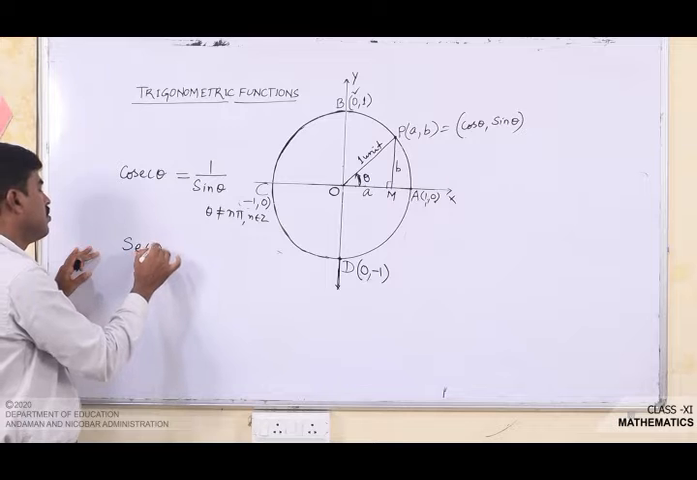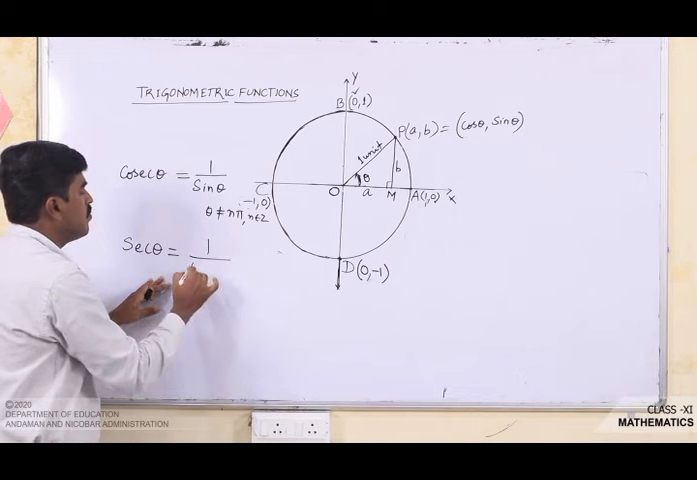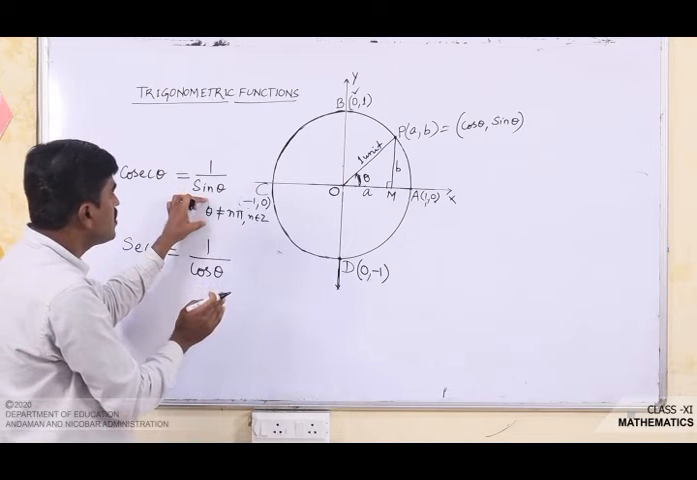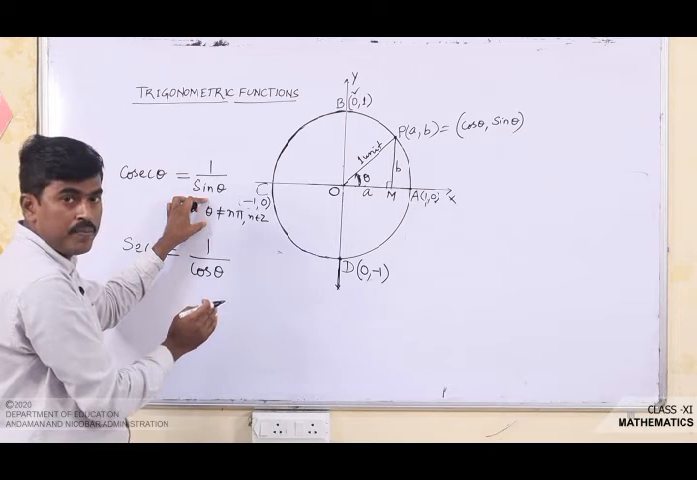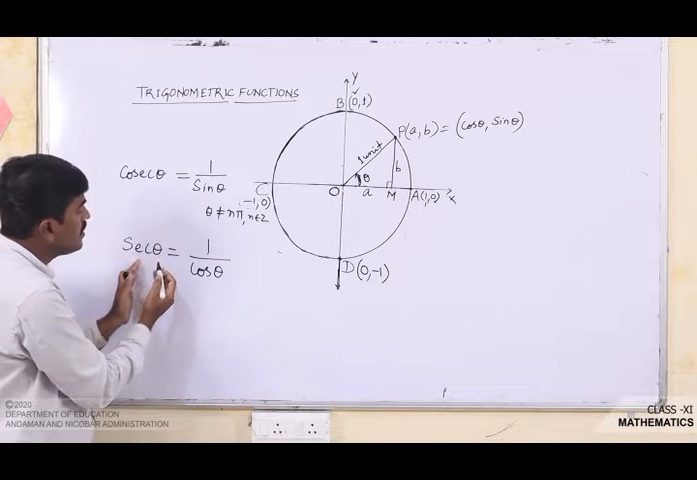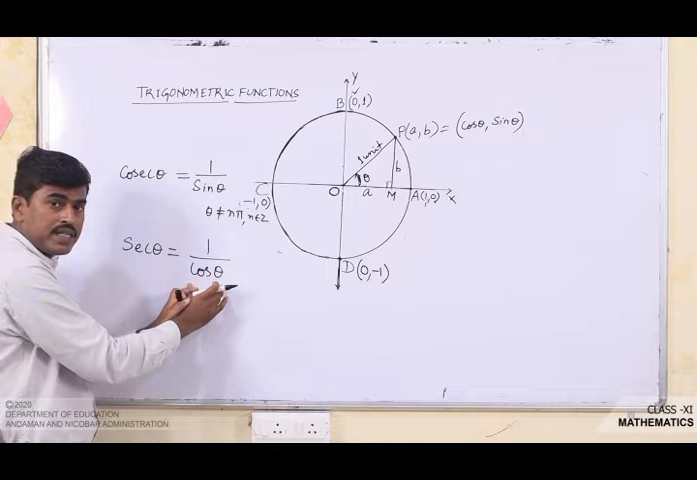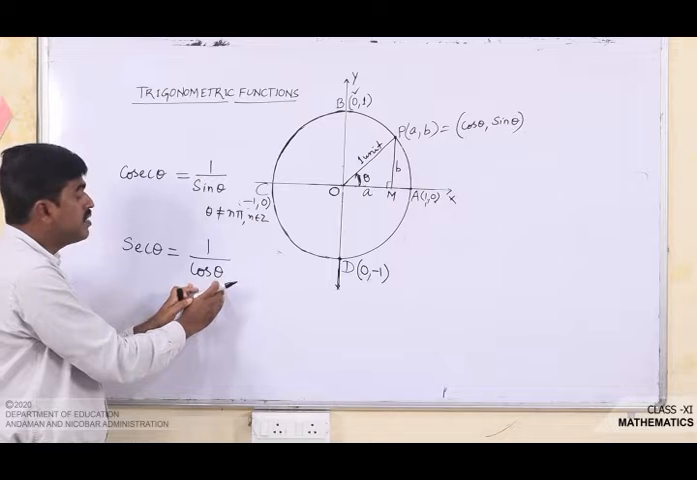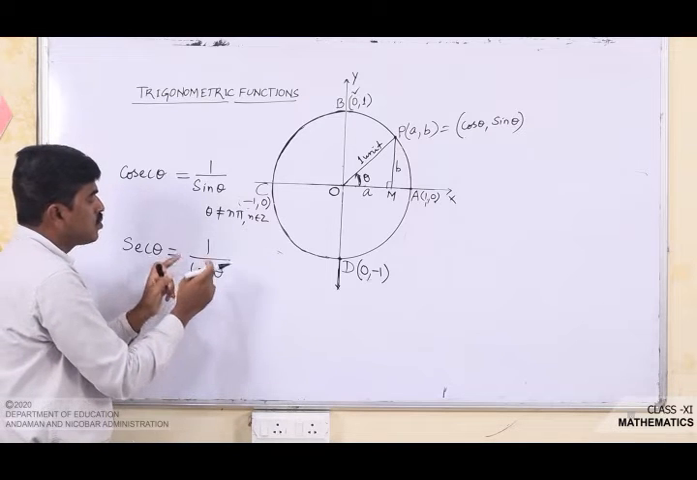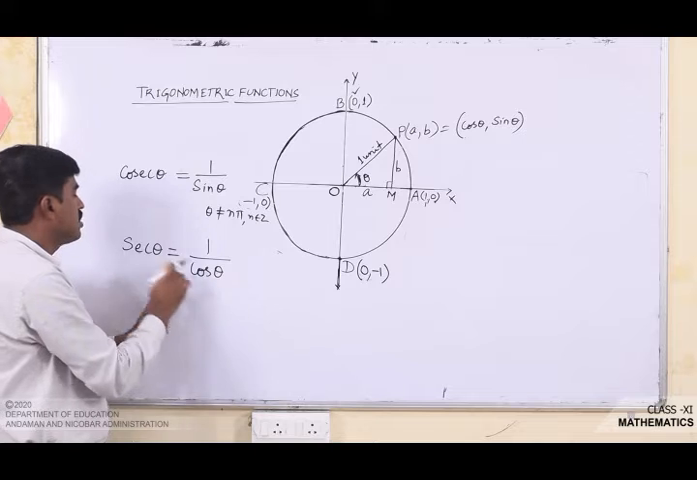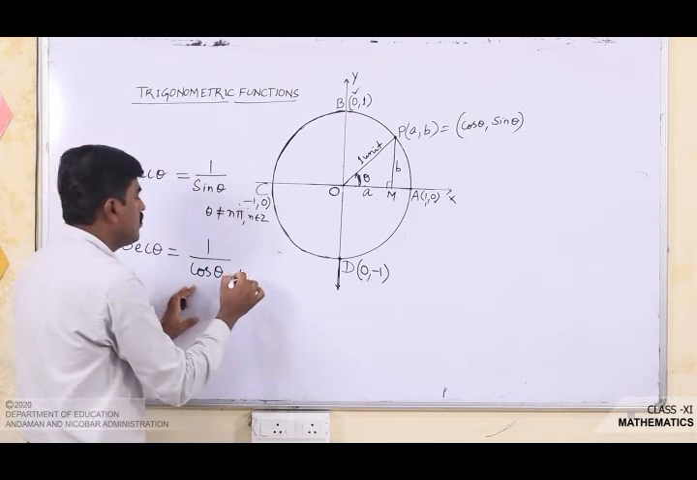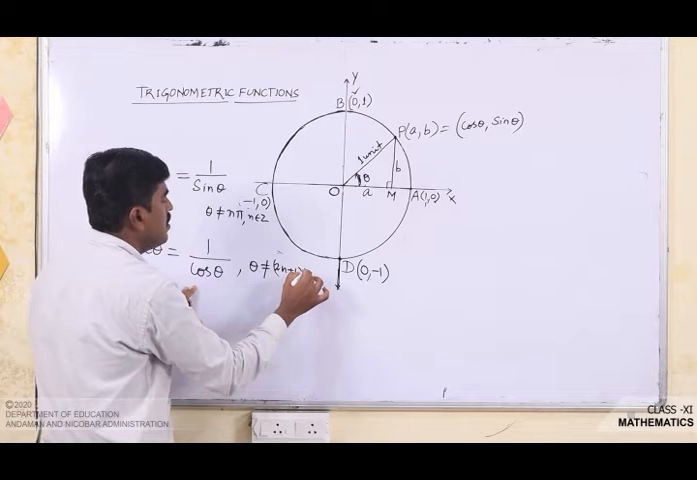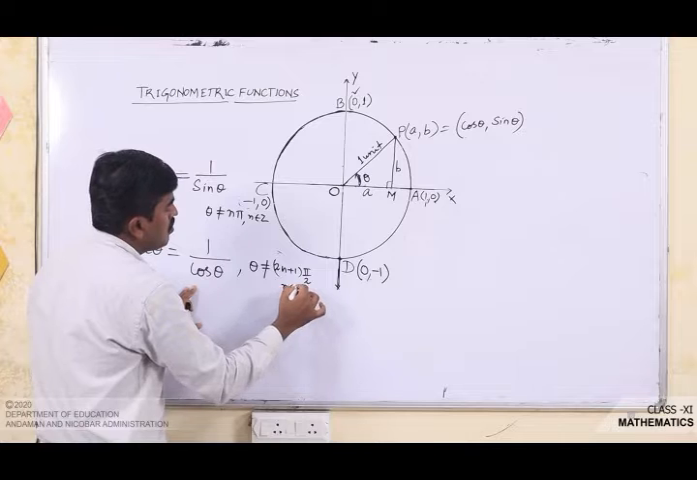Now sec theta. That is equal to 1 by cos theta. You studied all this in class 10th also, but here with the condition. Now we know that cos theta is equal to 0 if theta is equal to (2n plus 1) pi by 2. That means theta is an odd multiple of pi by 2. So if theta is an odd multiple of pi by 2, this function is not going to be defined. So we will give the condition that theta is not equal to (2n plus 1) pi by 2, again where n belongs to Z.